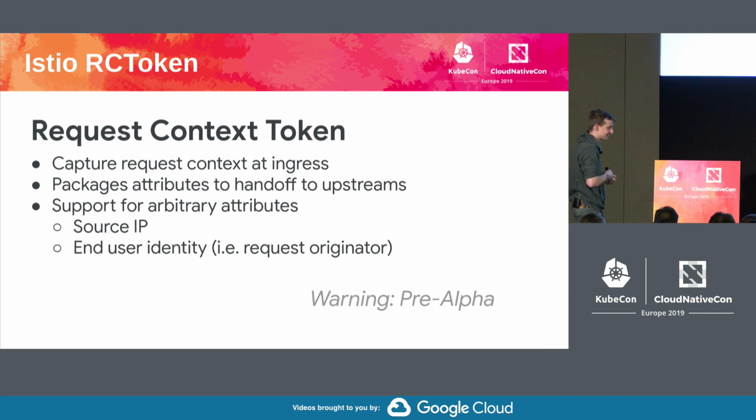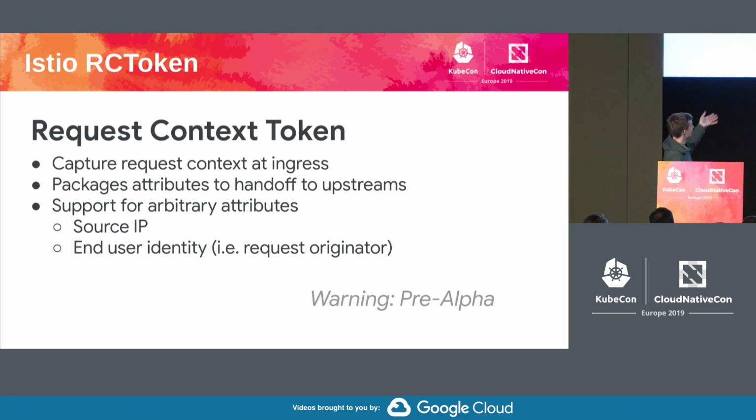The idea is that this request context token captures request context at ingress, packages it in a JWT so that it can be sent downstream and validated, and it supports attributes like source IP, but it also supports identity attributes like end user identity or request originator. And that last attribute is the one that we really care about here.